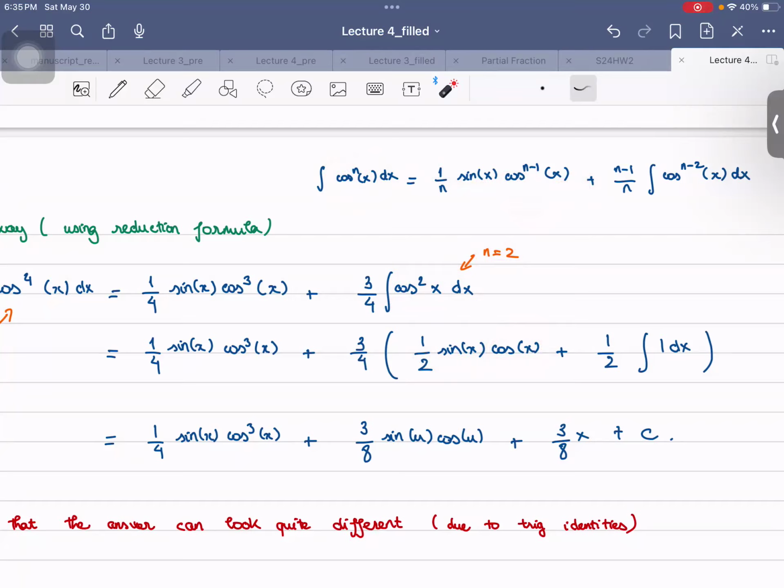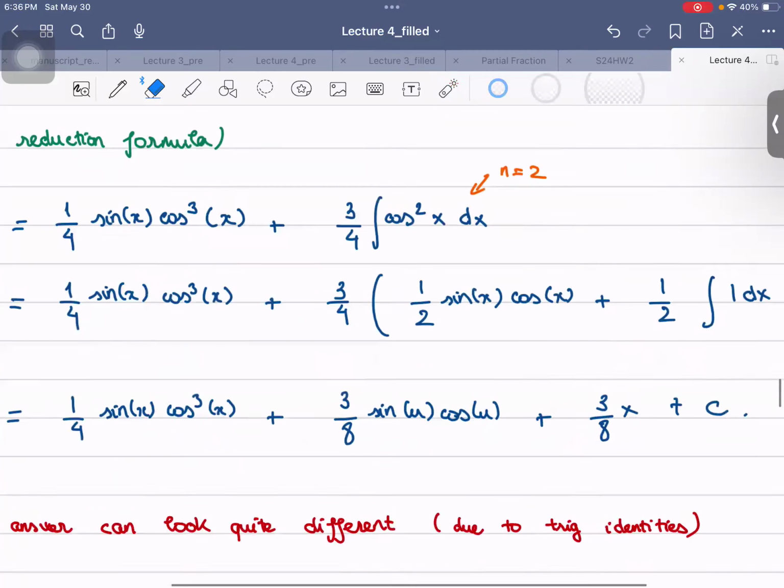Okay. And then because n is 2, you have 2 minus 1 divided by 2 for this one. So you have 1 half. And again, because n is 2, you have cosine to the power of 2 minus 2, which is cosine to the power of 0. And cosine to the power of 0 is 1, because anything to the power of 0 is 1. So you simply have 1 half, and the integral of 1 half is 1 half x. So 1 half x times 3 over 4 gives you 3 over 8 x.